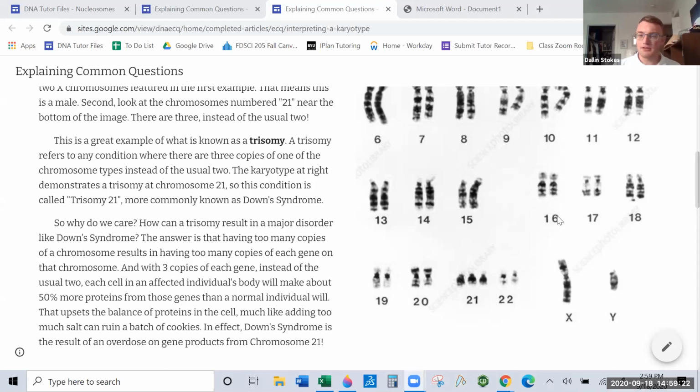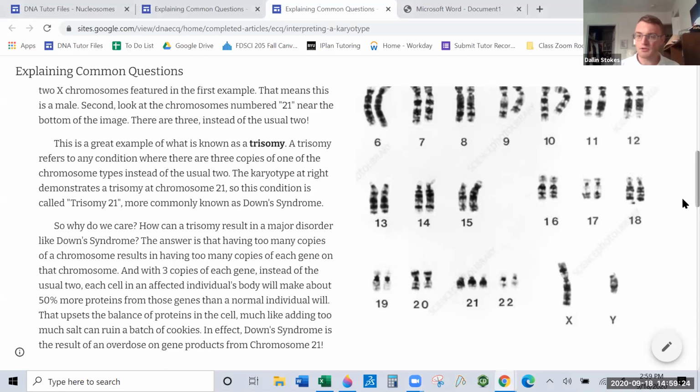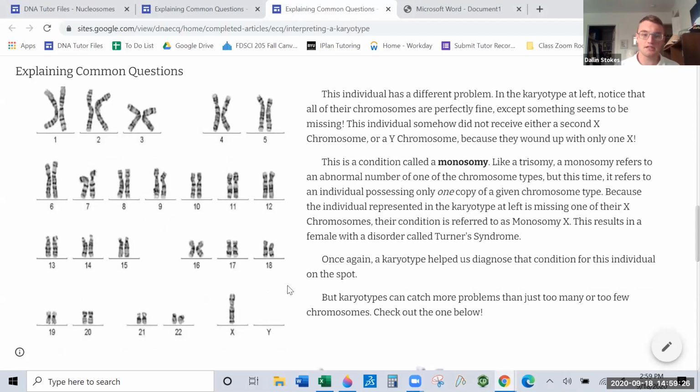Another example of abnormal numbers of chromosomes is down here. Notice this person has all the normal chromosomes except they just have 1 copy of chromosome X and there's no Y. So they're missing a chromosome. This results in a disease called Turner's syndrome that we'll learn about in week 9. So that's the third thing you can tell: whether they have too many chromosomes or if they're missing any, and which ones.